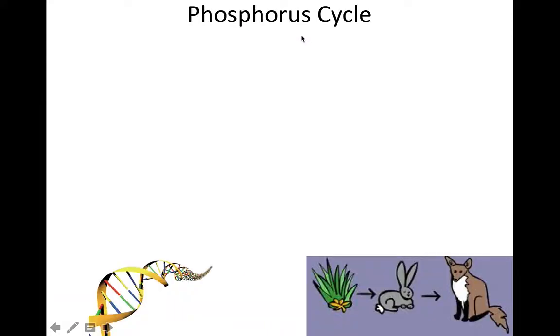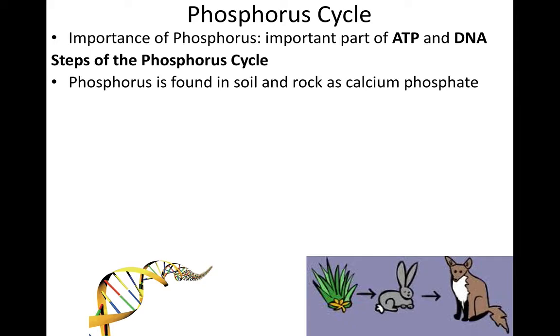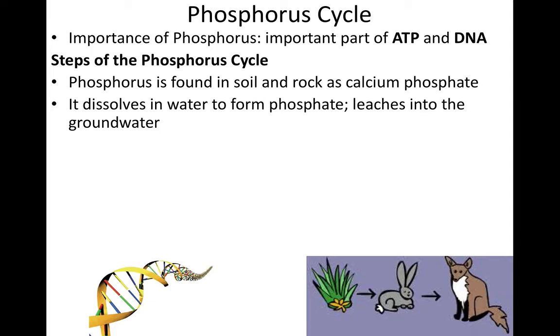And the last cycle is the phosphorus cycle. Phosphorus is needed for ATP, which is your energy currency, and then DNA, which has all of your genetic information. Phosphorus is found in soil and rocks as calcium phosphate. It's the only one that doesn't actually enter the atmosphere. So water enters the atmosphere as water vapor. Carbon enters the atmosphere as carbon dioxide. Nitrogen enters the atmosphere as N2. Phosphorus does not enter the atmosphere.